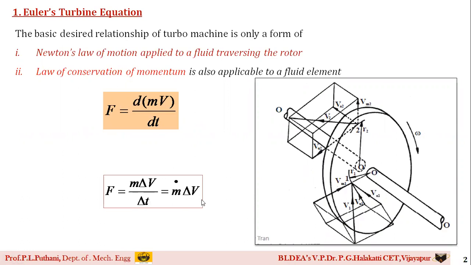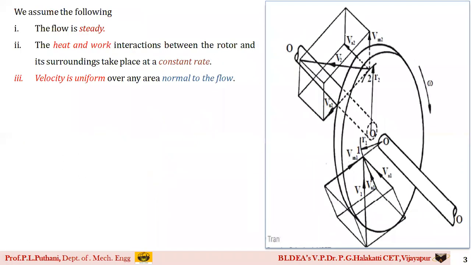To proceed with the analysis of this inverse turbine equation, we need to have some assumptions. What are the assumptions? Here, if you observe carefully, assumption number one is that the flow is steady. What does it mean? It means that throughout this entire rotor, the fluid flow is steady.